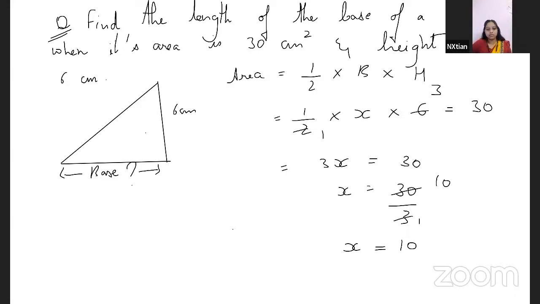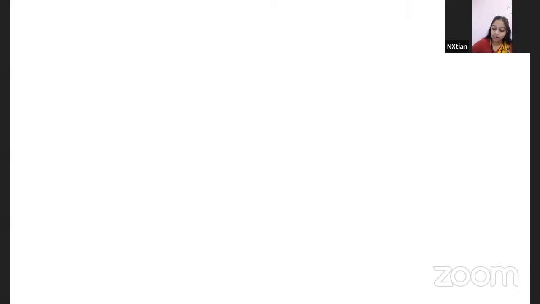Brilliant, ma'am. Okay, so I'm going to erase this. Now, in this one, we had to find the base. Height was given to us. What if the base we are given, but we have to find the height, like in this question.